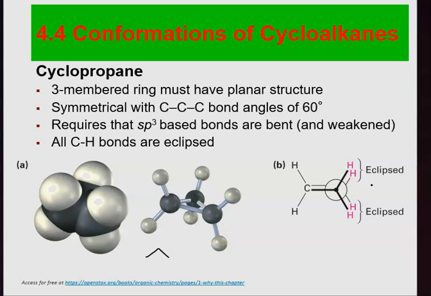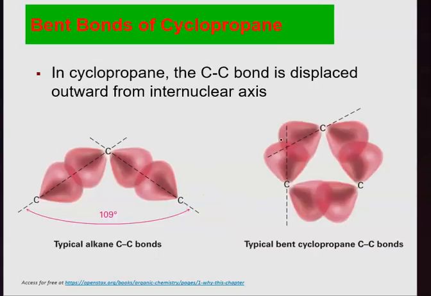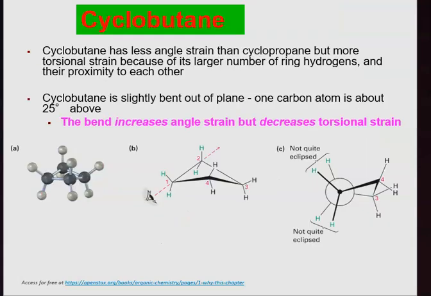Okay, and also see the way it's bonded, the hydrogen atoms are eclipsing. And there is a high degree of angle strain, around 60 degrees. You can look at the bent bonds of cyclopropane in this slide here.